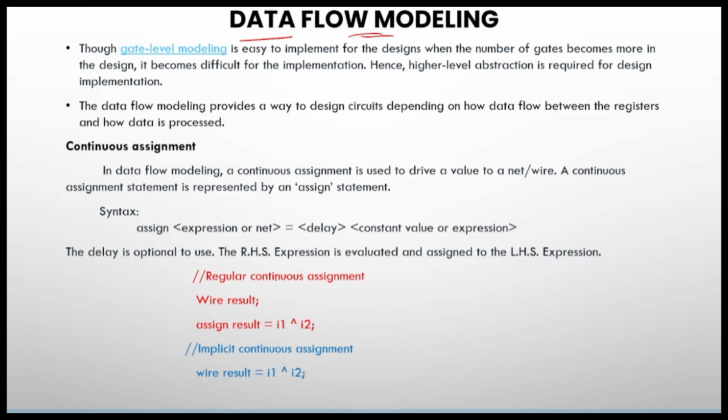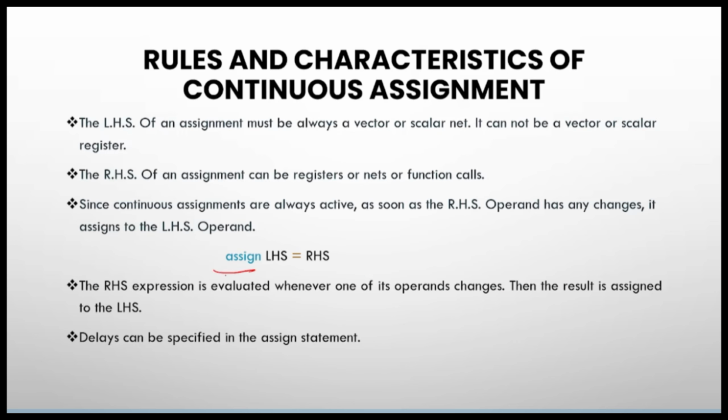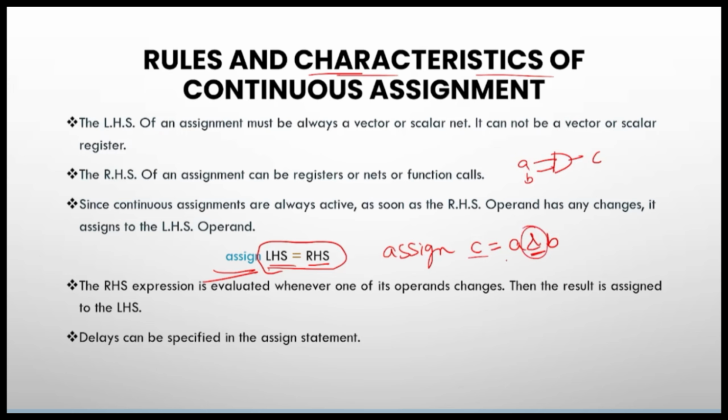In data flow modeling, the most important thing is that you will be using the assign keyword in order to write a logic. In order to use the assign keyword, you have to follow certain rules and characteristics. Here you see: assign LHS equal to RHS. For example, if you are writing for an AND gate, A and B are inputs and C is output. So assign C equal to A and B. By using the operator symbols, you will be writing the code. Assign C equal to A and B.